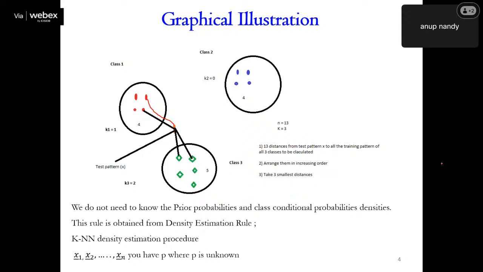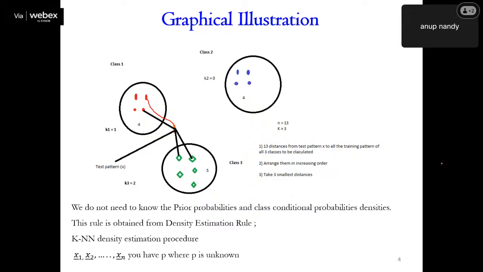That is why we choose odd values of k, in order to avoid a tie. If you have an even number of k values, and both classes have an equal number of class representatives, then you have to arbitrarily put the test pattern in either one of these classes, either class 2 or class 1.